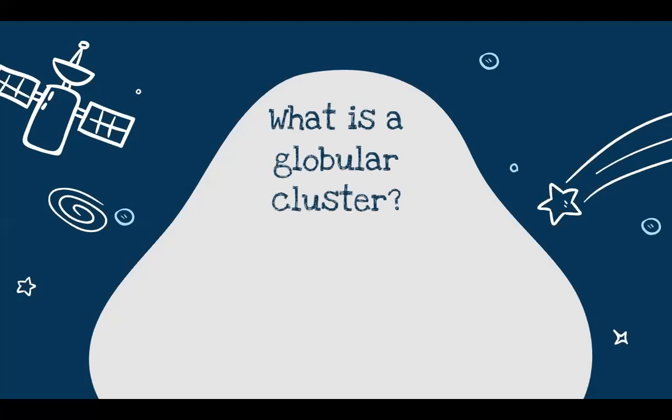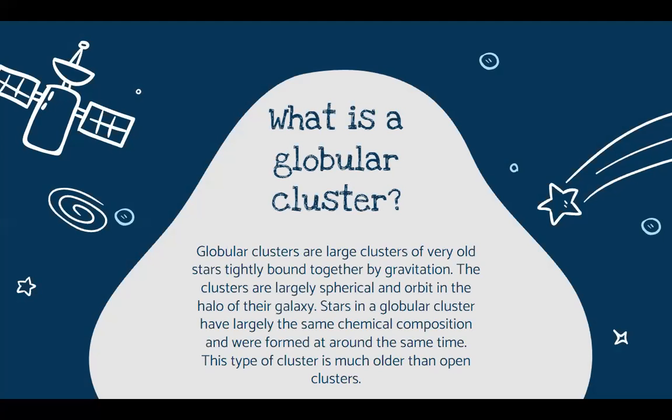So what is a globular cluster? This is definitely something that you're going to need to know based on our project. Globular clusters are large clusters of very old stars that are tightly bound together by gravitation. The clusters are largely spherical and orbit in the halo of their galaxy. Stars in a globular cluster have largely the same chemical composition and were formed at about the same time. Globular clusters are much older than open clusters, which is the kind of cluster that Mateo talked about earlier.